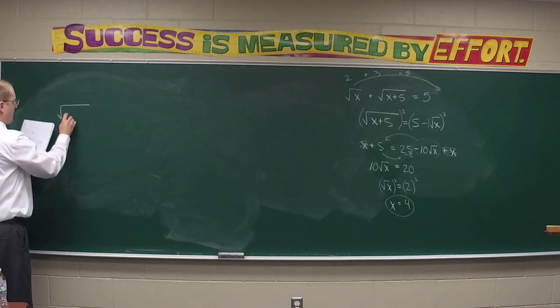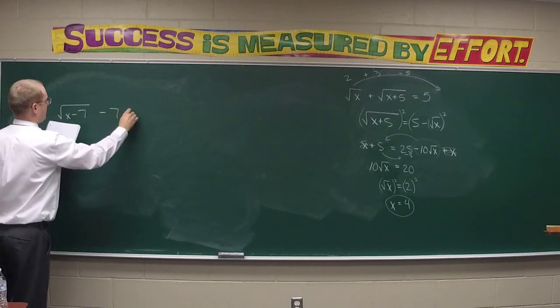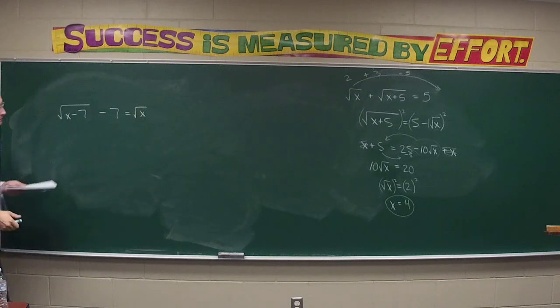The square root of x minus 7, minus 7, is equal to the square root of x. I see equation. I see radicals. I call this thing a radical equation. Good, Audrey and Kendall. And so radical equation. What's my first step, class? Isolate the radical. Specifically, isolate the biggest radical if there's more than one.